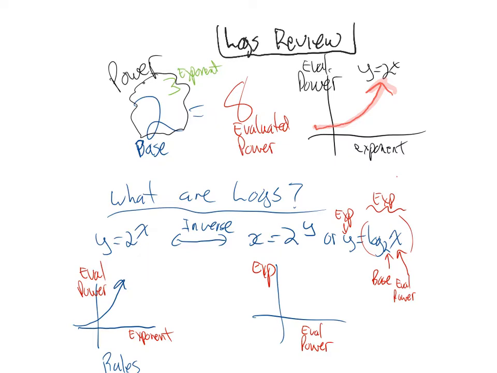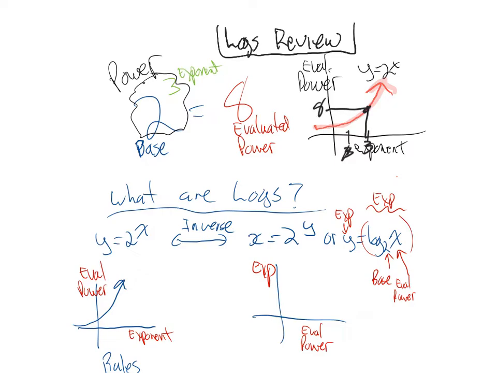So on your y-axis, for an exponential relationship, you always have the evaluated power up here. You always have the exponent here. So, for example, if the exponent was 3, you'd go up and hit the curve, and you'd go over, and the answer would be 8. So with an exponent of 3 and a base of 2, you would end up with an evaluated power of 8. That's the way an exponential relationship works.